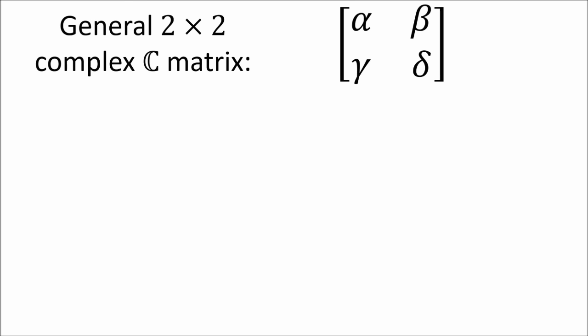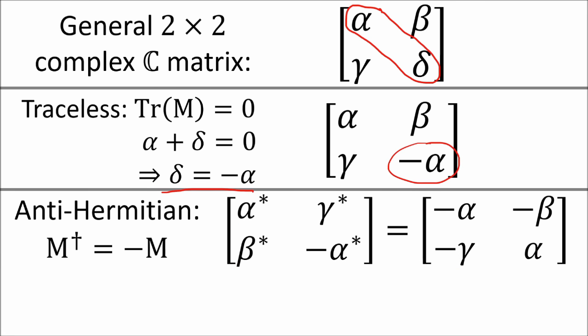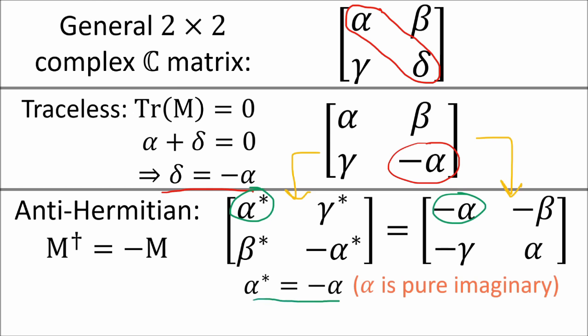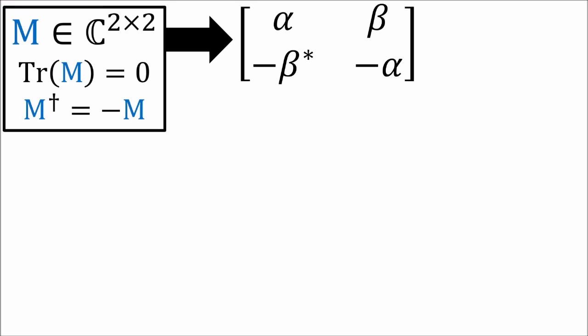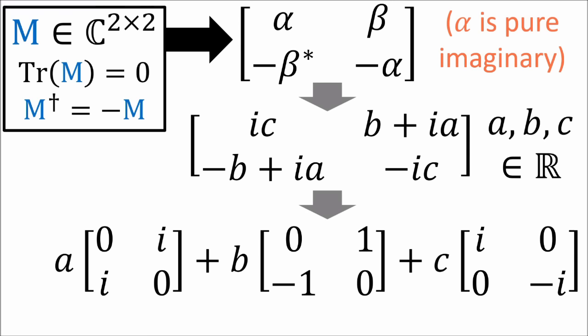So let's see what traceless anti-Hermitian matrices look like. If we start with a general 2x2 matrix with complex numbers alpha, beta, gamma, delta, the traceless property means that delta must equal negative alpha. The anti-Hermitian property means the Hermitian conjugate version of this matrix equals its negative. This means that alpha complex conjugate equals negative alpha. So alpha is a pure imaginary number with no real part. Also, gamma equals negative beta complex conjugate. So given this SU2 generator matrix, we have a purely imaginary complex number alpha and a complex number beta. This translates to three real parameters, A, B, and C. This means that all 2x2 traceless anti-Hermitian matrices can be written as a linear combination of these three basis matrices.